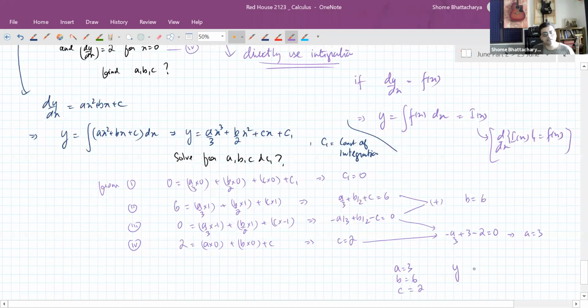So we got y as a by 3 x cube, so that's x cube, plus b by 2 x square, so that's 3x square, plus cx, plus c1, which was 0. And therefore dy by dx is 3x square plus 6x plus 2. Now see that these satisfy all the four equations we had written above.